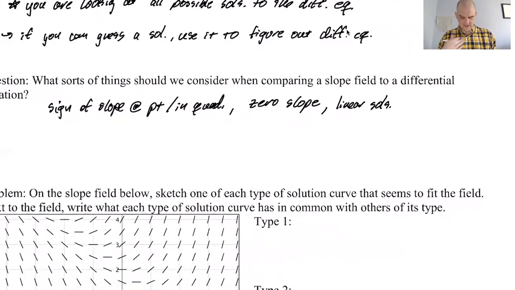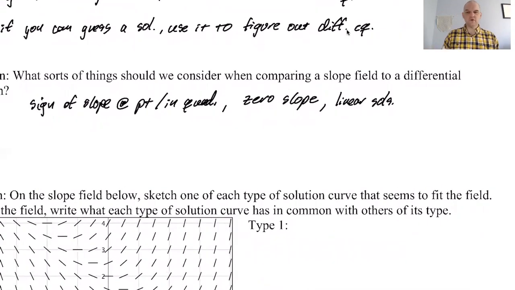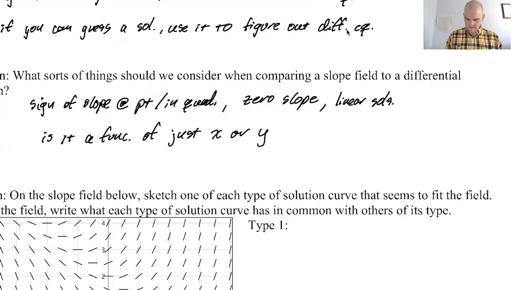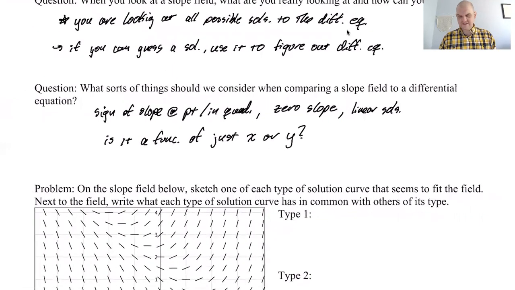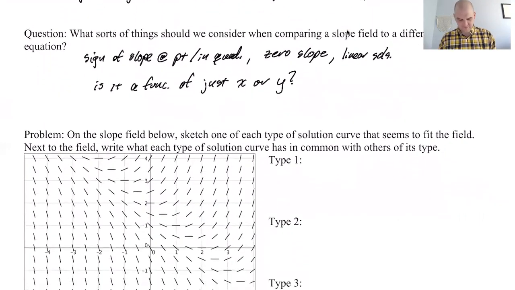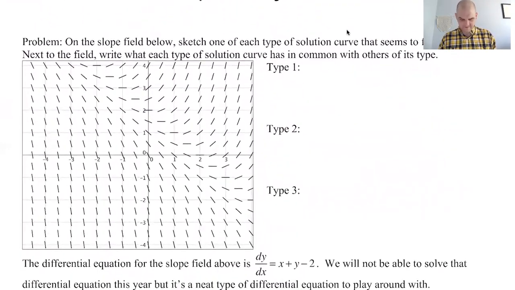What else is a good strategy? I don't know. Think about everything. Why would you not try to think about everything? Is it just X or is it just Y? Is it a function of just X or Y? That can be incredibly useful. Just know everything is not a very useful answer to a question, but I think it would be the best thing to do.